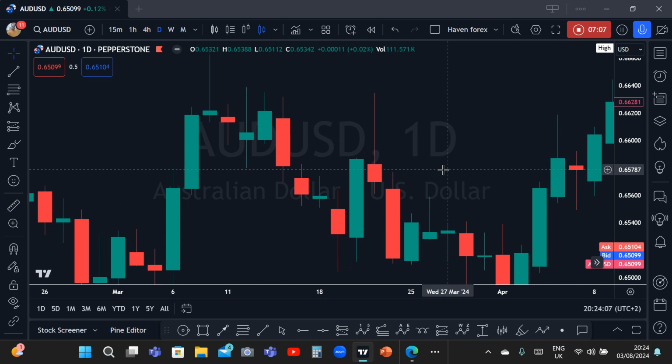All right. Once you have identified it at a strategic level, the next step is to confirm the reversal. How do you confirm the reversal? You wait for the next candlestick to close in the opposite direction of the trend to confirm the reversal.